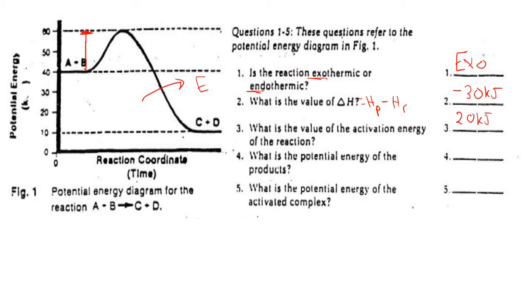Number 4, what's the PE of the products? So your products are over here. PE is always connecting your x-axis up to the line. So there's 10 kilojoules of stored energy in our products. And then what's the PE of the activated complex? Remember where the activated complex is? It's top of the hill. So how much total energy is there at the top of the hill? So 0 up to 60. So that's 60 kilojoules.